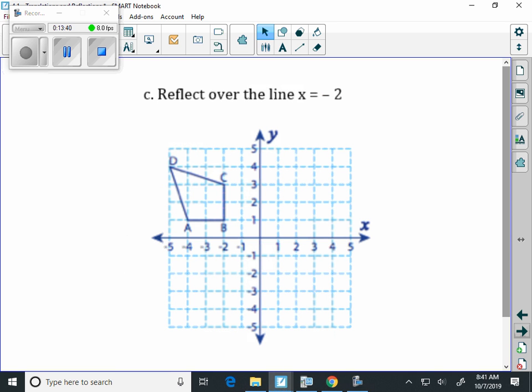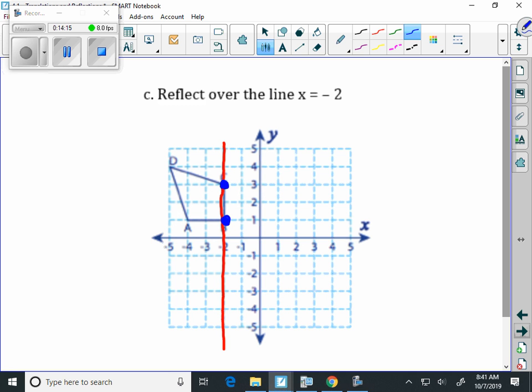Letter C, reflect over the line x equals -2. Well, if y equals is a horizontal line, x equals must be a vertical line. It's going to be this line right here. I'm going to reflect over it. The nice part on this particular problem is because point C is on the red line, it's not going to move. And point B is on the red line, it's not going to move. So we only have to reflect point D and point A.